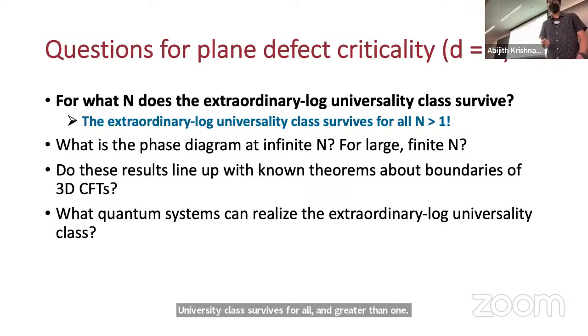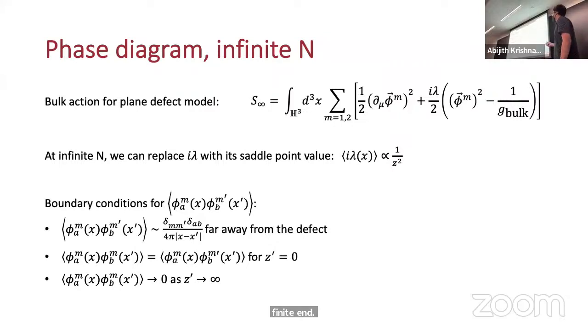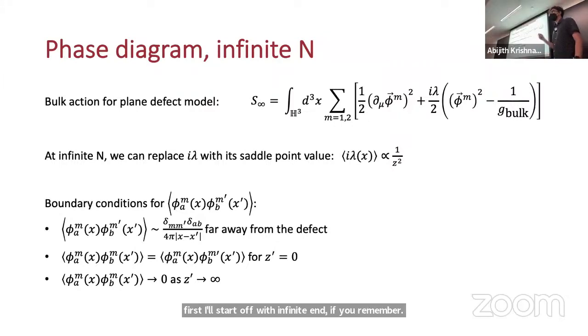Now let's go to the second question. Let's look at what the phase diagram looks like for infinite n and for finite n. So first, let's start off with infinite n. If you remember, this is what the continuum action for the bulk looked like for the 3D ON model. Here, again, I've split up the phi field instead of living on all of R3 to live on two different half spaces. So there's a phi 1 corresponding to the top half space and a phi 2 corresponding to the bottom half space. Additionally, there's this Lagrange multiplier I lambda, and since the bulk is critical, we tune the coupling here to its critical point.